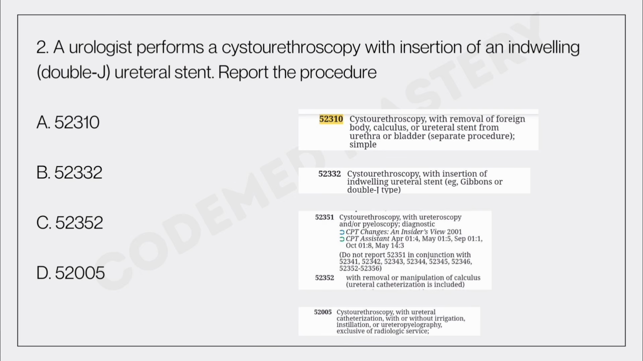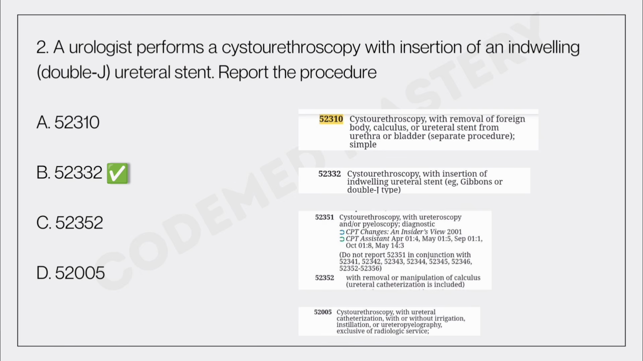52310 is for cystourethroscopy with removal of foreign body, calculus or urethral stent from urethra or bladder, simple. 52332 is for cystourethroscopy with insertion of indwelling urethral stent, Gibbons or double J type. Option C 52352 is for cystourethroscopy with removal or manipulation of calculus, and 52005 is for cystourethroscopy with urethral catheterization. In the question they have given cystourethroscopy with insertion of indwelling double J urethral stent, which is exactly matching with the code 52332.